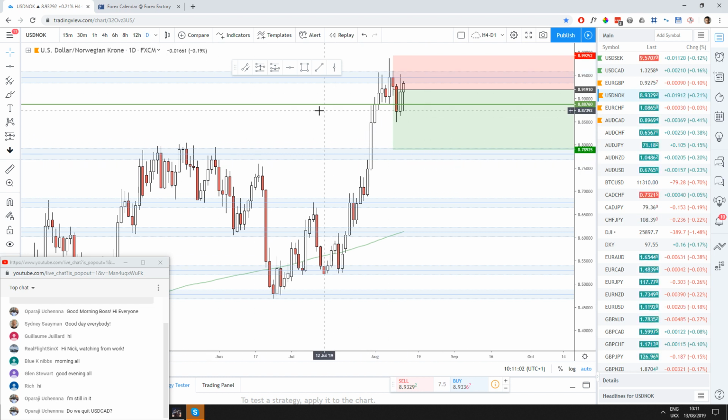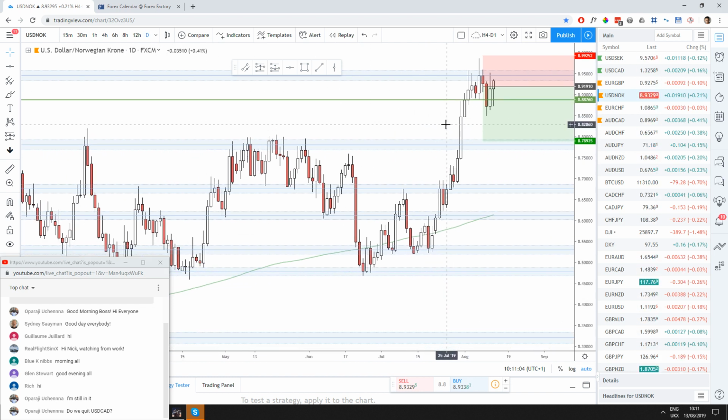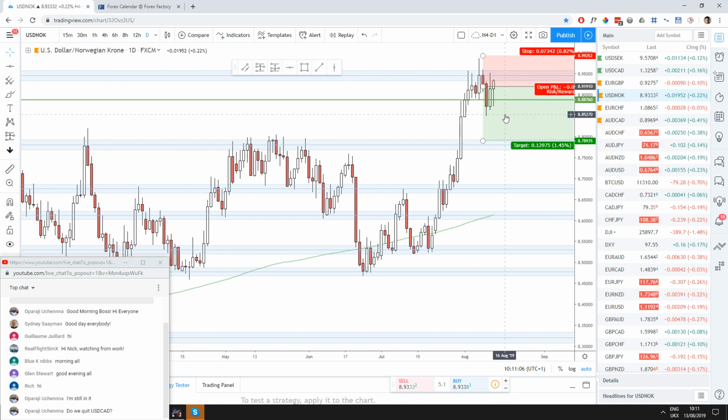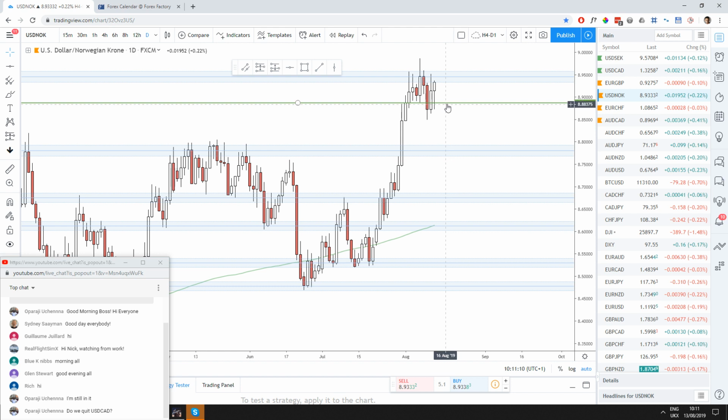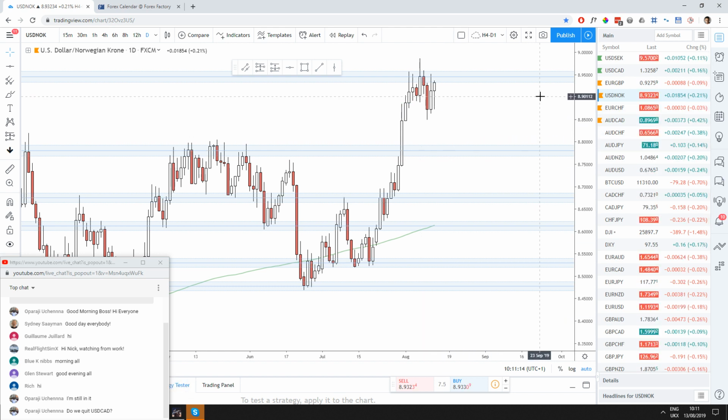USD NOK, I can't remember what we're doing here. I don't think a short was entered here. I think we were looking for one and discussing a potential short. I can't remember. Did anyone go short on USD NOK?